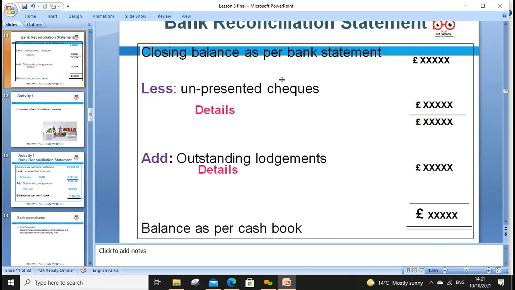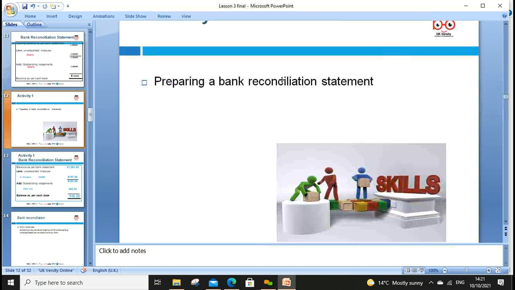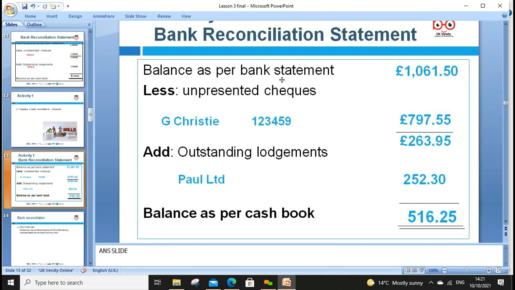So this is normally the bank reconciliation statement. Closing balance as per bank statement, you write. Unpresented check: if it has not been presented, you minus that check from the bank statement balance. Outstanding lodgement means you deposited the check but the bank has not credited it, so that's the problem. So you add it to the bank statement balance, and that will be the balance as per the cash book. That should match with the bank.